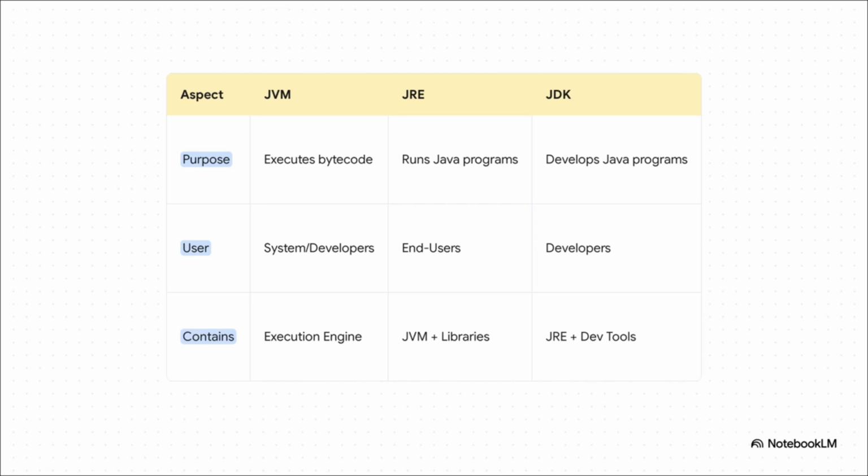The JVM just executes code. The JRE lets a user run a full program. And the JDK lets a developer develop new programs. And that tells you who the user is. For the JRE, it's the end user. For the JDK, it's a developer. It's a really clear progression, from just the engine to the engine plus libraries to the whole toolkit.